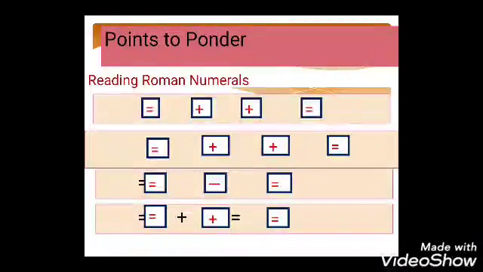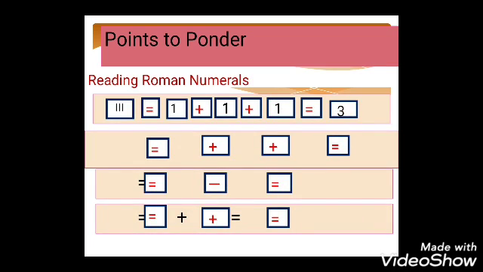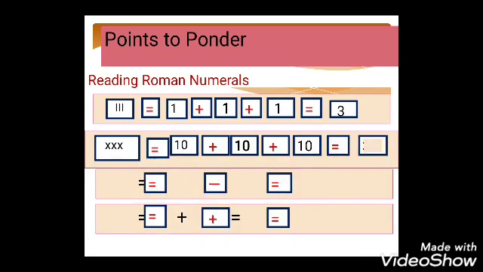So how to read Roman numbers? This is 1 plus 1 plus 1 equals 3. This is 10 plus 10 plus 10, which is equal to 30. So dear children, here you see that we are not able to repeat more than 3 times. If we write X, X, X and X, meaning 4 times X, then it has no value. There is no meaning for this.